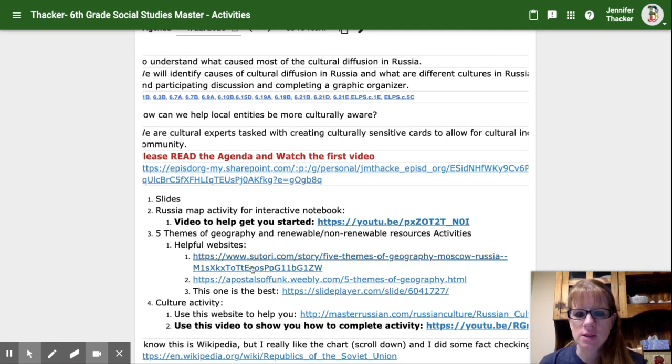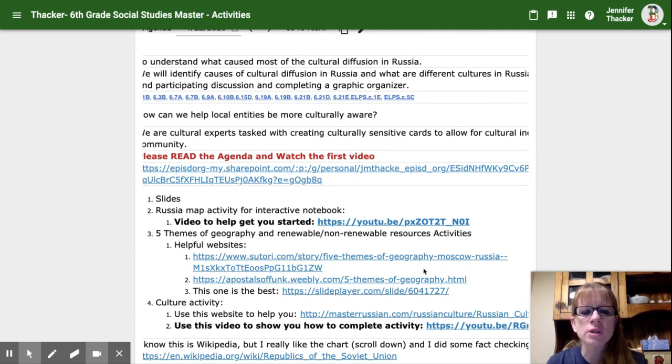These websites are going to give you the information you need to complete the 5 themes of geography. I really think the best one is this slide player one here. That's why I put this one first. These other 2 have some information, but there's one, I think it's this one here, that's missing one of the themes of geography. But they all 3 have really good information.